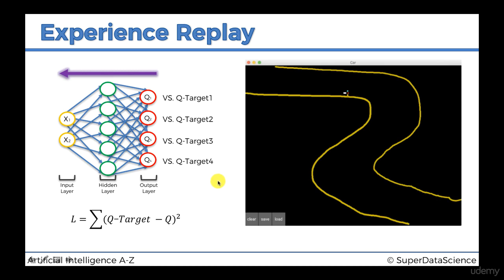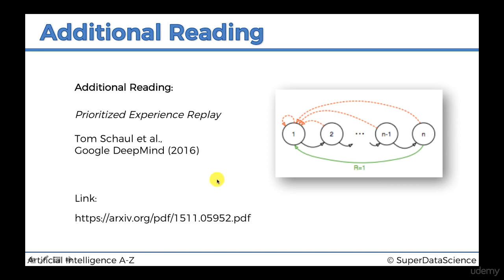If you'd like to read a bit more, there's an interesting article published by DeepMind in 2016. It's called Prioritized Experience Replay, and it talks about why we are using a uniform distribution to select our experiences from the experience batch. Why don't we find a better way to select our experiences and prioritize some of the experiences which we feel are important? It's quite an interesting thing.